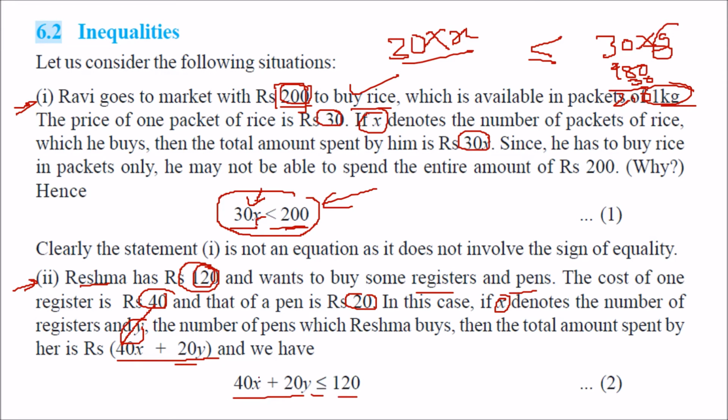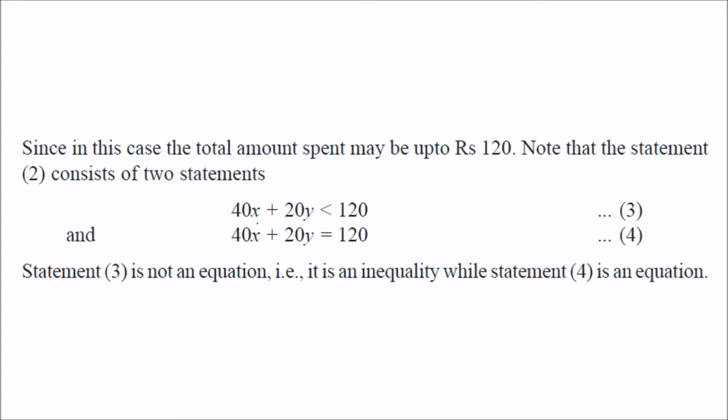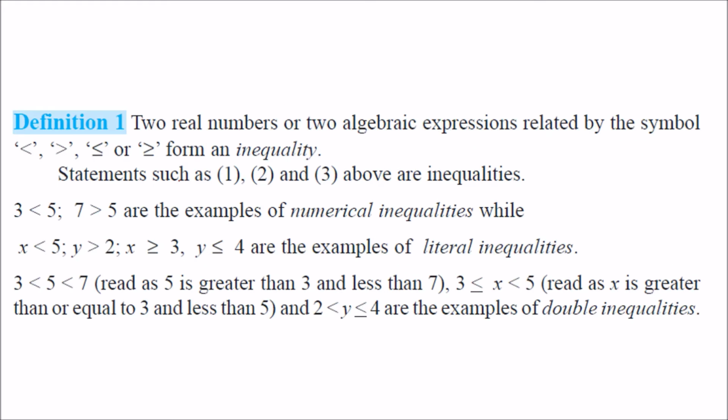But if you find that for certain values of X and Y, this will become equal to 120, then you will use the less than and equal to sign. This is the inequality. Okay. This is how we use the equality sign, because in certain cases, equality will hold. So what we have seen here is this less than, greater than, less than equal to, and greater than equal to. These are the inequalities.